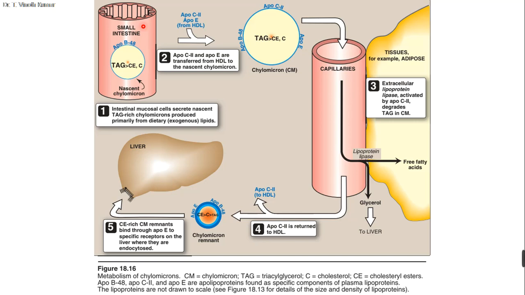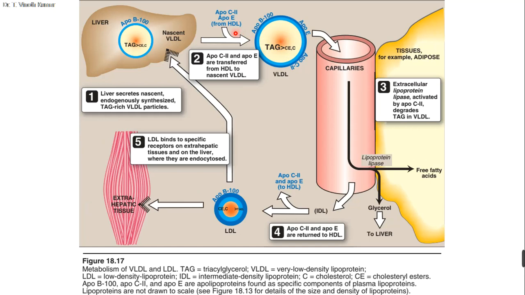Chylomicron already has ApoB48 in the nascent form, and from HDL, C2 and E are going to be attached. So three apolipoproteins will be there. And the next one is VLDL, which already has B100 in the nascent VLDL. To that, C2 and E will be given by HDL. So C2 and E will be attached, and now this is the three-apolipoprotein combination: apolipoprotein B100, apolipoprotein E and apolipoprotein C2. And the name is VLDL, so very low density lipoprotein.